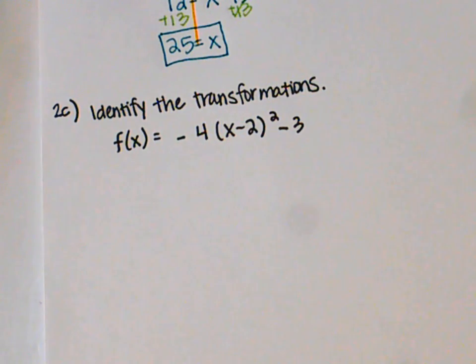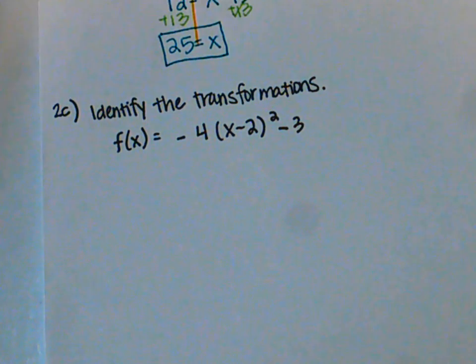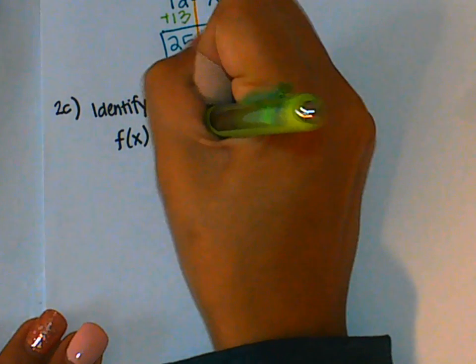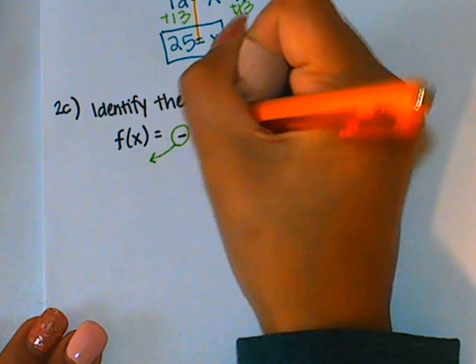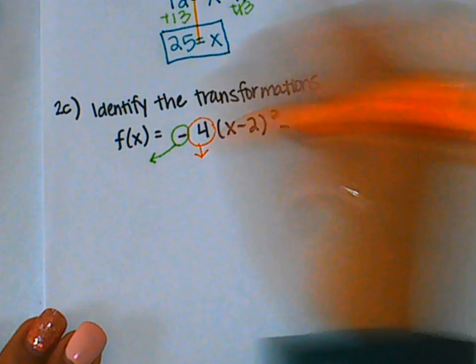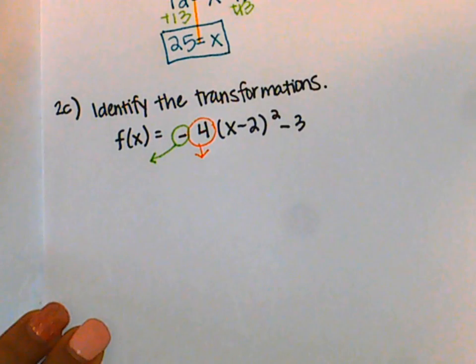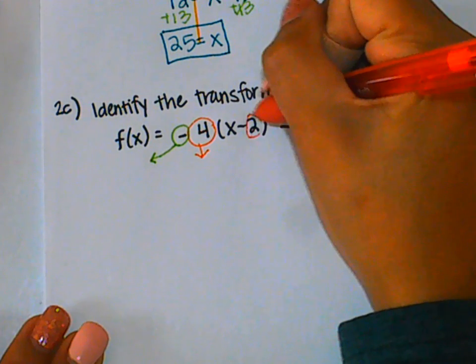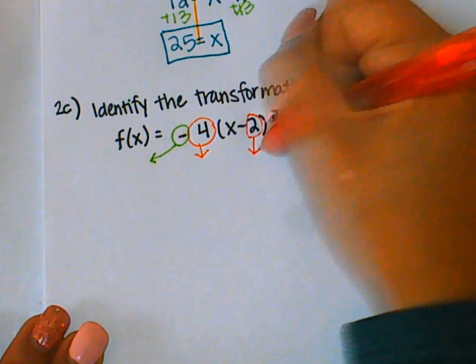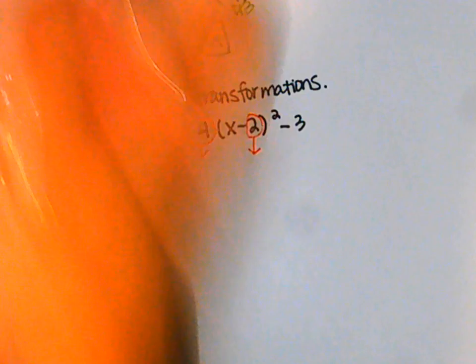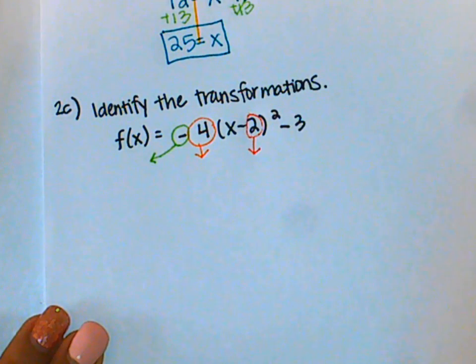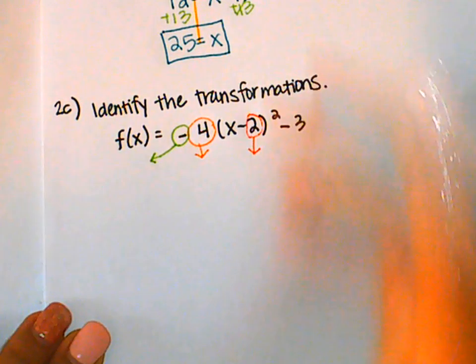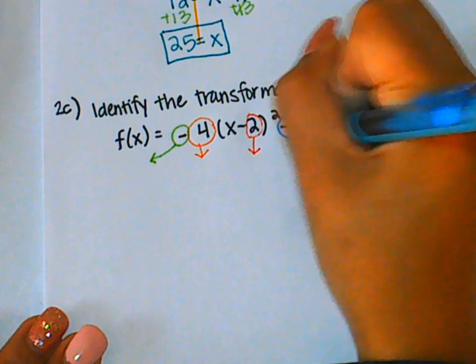So let's look at this problem here. The first thing I want to do is identify all of my transformations. So I am going to take this here because that tells me one thing. This number here will tell me another thing. This number here will tell me another thing. And then lastly, I'll do this color. This here will tell me something else.